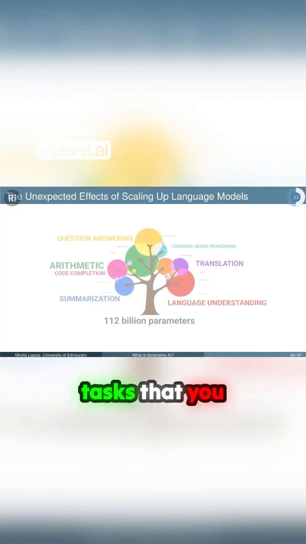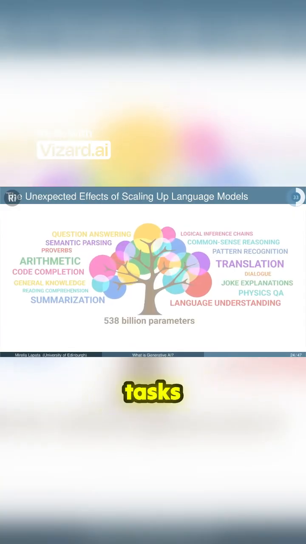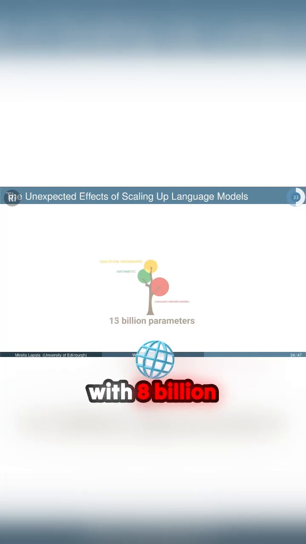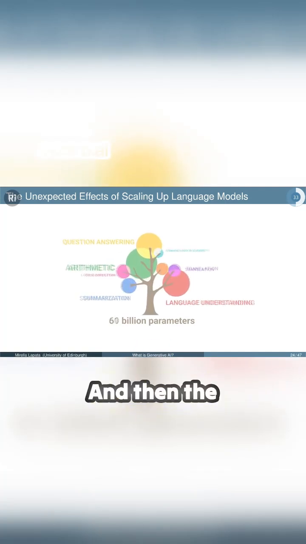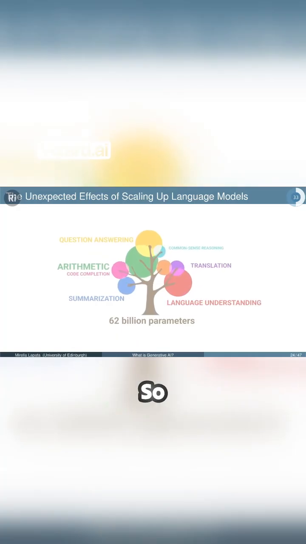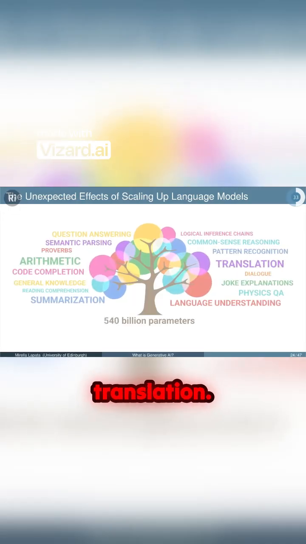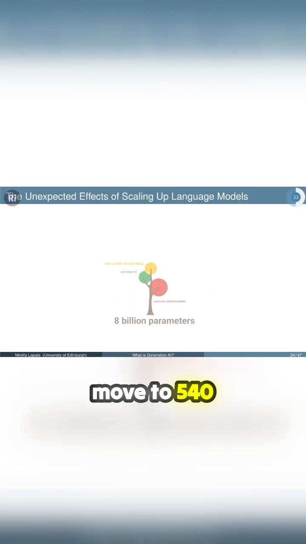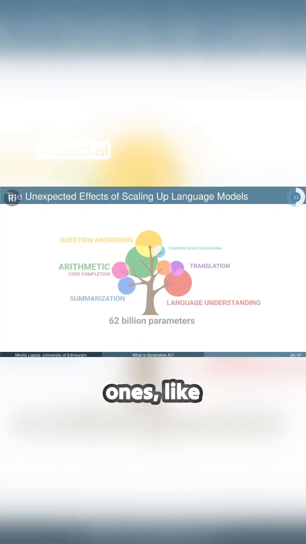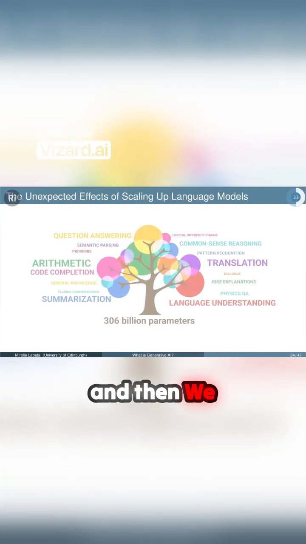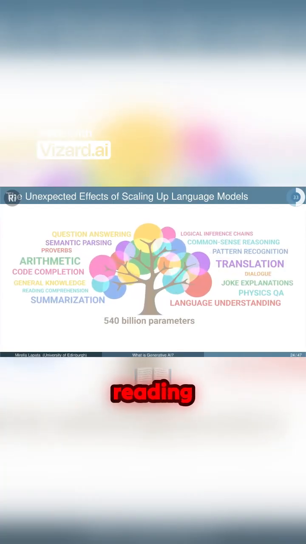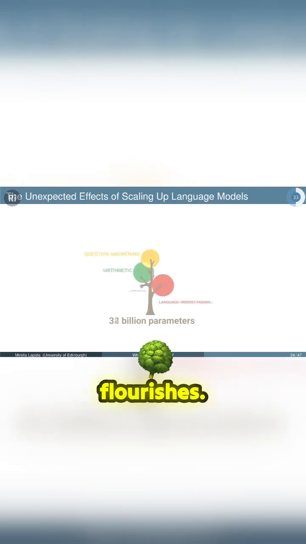So these are tasks that you can do, and it's the number of tasks against the number of parameters. So we start with 8 billion parameters, and we can do a few tasks. And then the tasks increase, so summarization, question answering, translation. And once we move to 540 billion parameters, we have more tasks. We start with very simple ones, like code completion, and then we can do reading comprehension and language understanding and translation. So you get the picture, the tree flourishes.